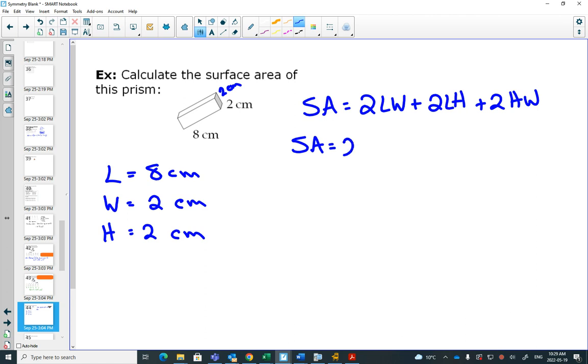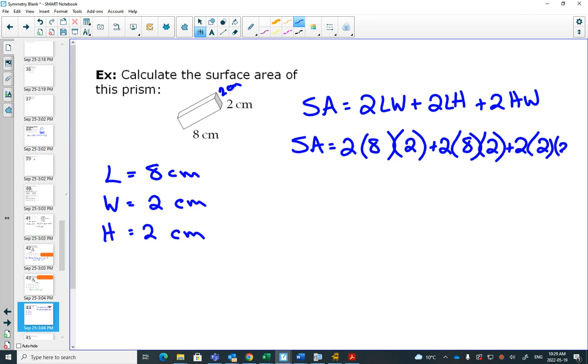So the surface area will be 2. Put brackets. What are we going to replace the L with? The L is 8. The width is 2. Plus 2, the length is 8. The height is 2. Plus 2, the height is 2. The width is 2.